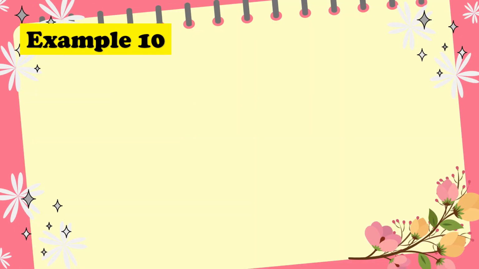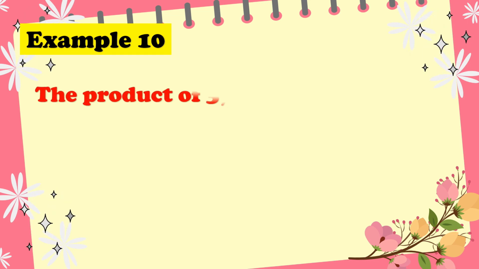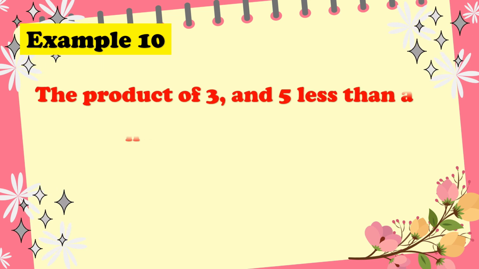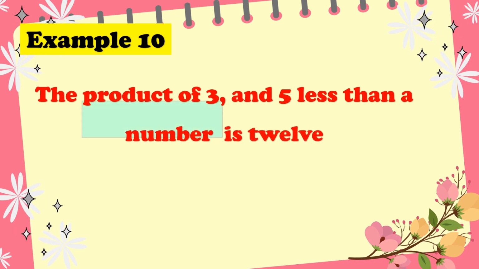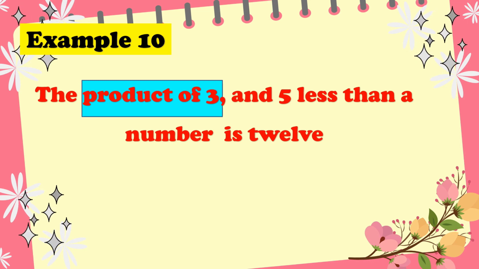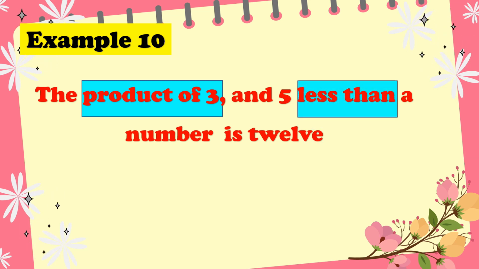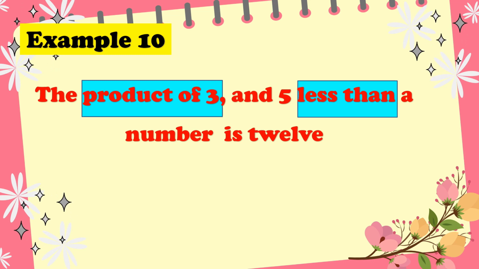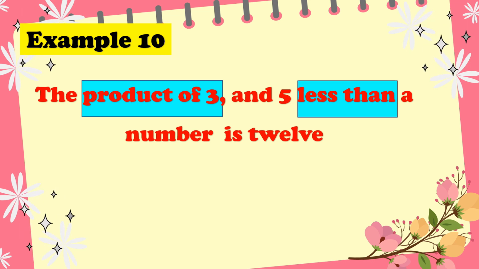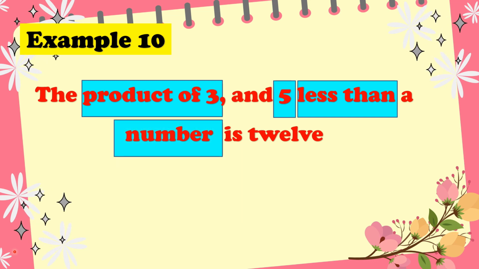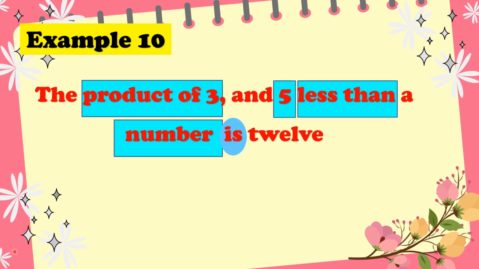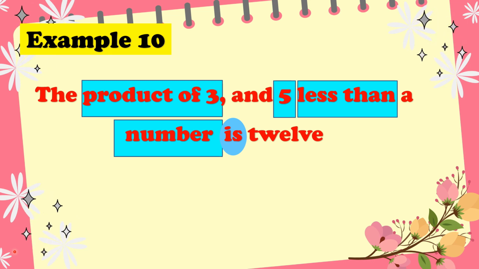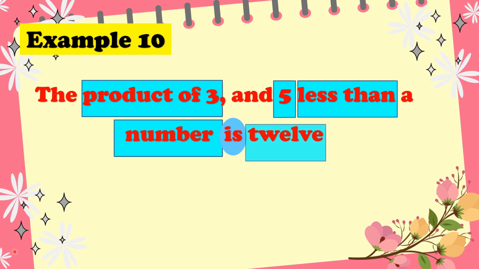Down to our last example. The product of 3 and 5 less than a number is 12. So, ang keywords natin dito is "product of" and "less than". So, we have multiple operations here. Multiplication and subtraction. So, ang ipagsasubtract natin si 5 tsaka si a number, yung unknown. At napansin nyo na meron ditong word na "is", so gagawa tayo ng equation. Ano kaya yung nasa right side ng equal sign?